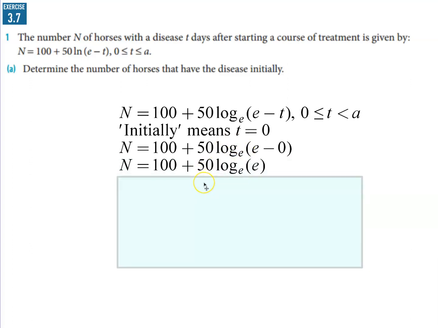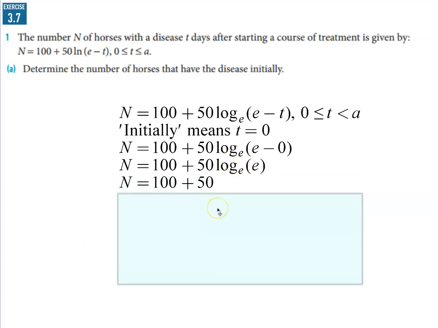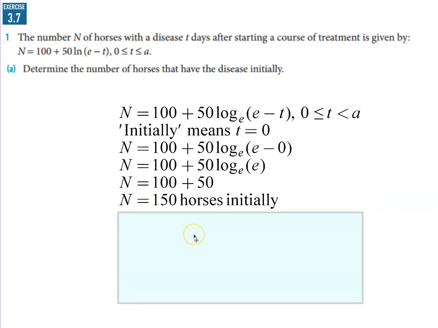Okay, so the next step: e to the minus 0 is e. Log to the base e of e is 1. And therefore, we've got the answer to the first question: n equals 150 horses initially. Okay, let's move on to part B.